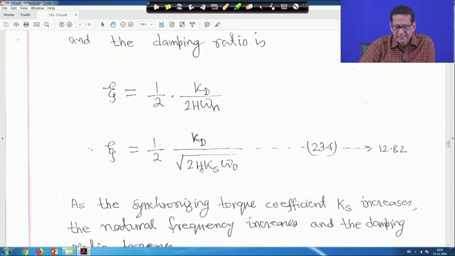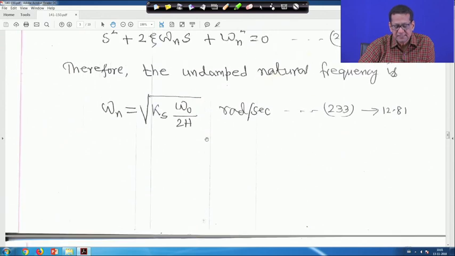If H is in the denominator, H increases means xi will decrease, right. Similarly, here also it is root over Ks omega 0 upon 2H. So, H is in the denominator. So, if H increases, the natural frequency will decrease, right.